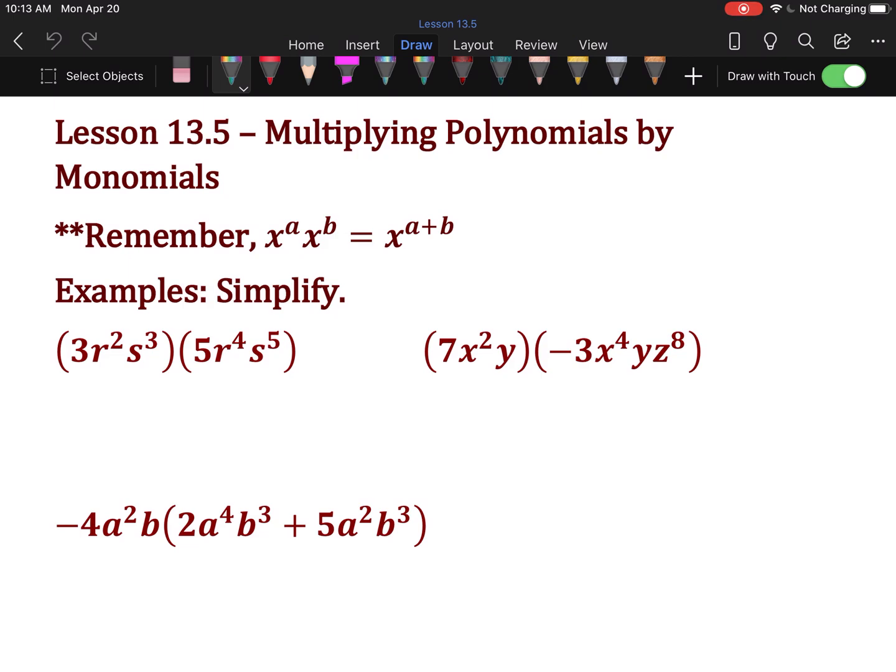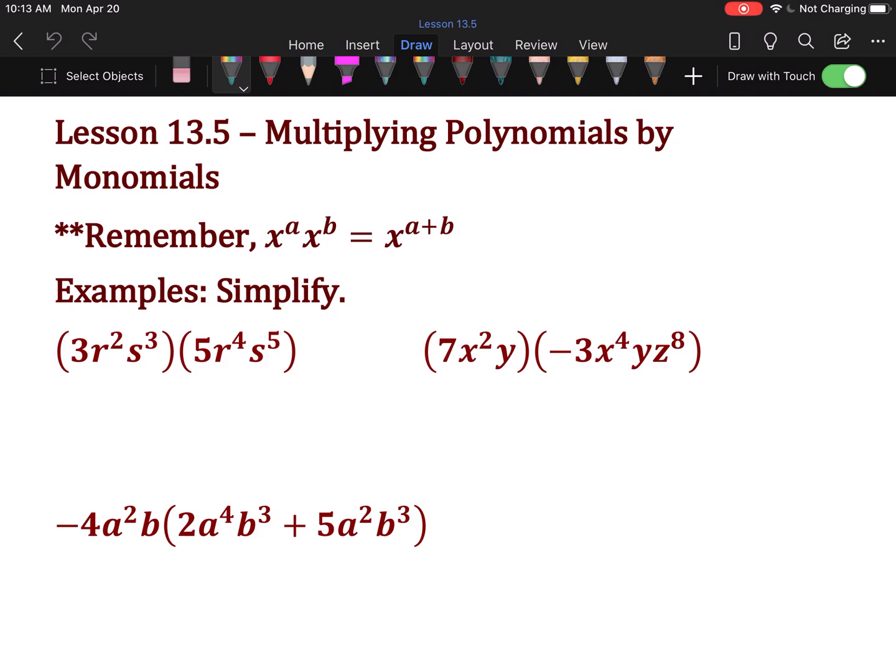The thing we need to remember about this, and this is way back, I think chapter 3 is the last time we saw this, is that if we have a variable raised to an exponent times that same variable raised to an exponent, we can write it as that variable raised to the sum of the exponents. That's what I have here with x to the a times x to the b is really x to the a plus b. So if it was x squared times x cubed, 2 plus 3 is 5, it would be x to the 5th.